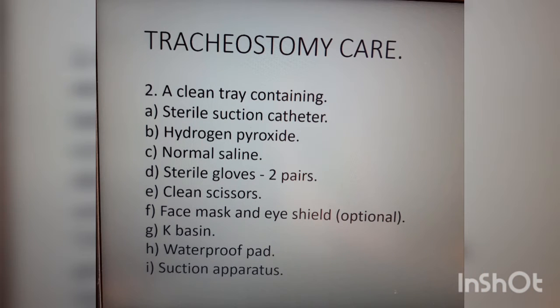Now the second tray. A clean tray containing a sterile suction catheter, hydrogen peroxide, normal saline, two pairs of sterile gloves, clean scissors, face mask and eye shield, which is optional, a kidney basin, a waterproof pad, and suction apparatus.